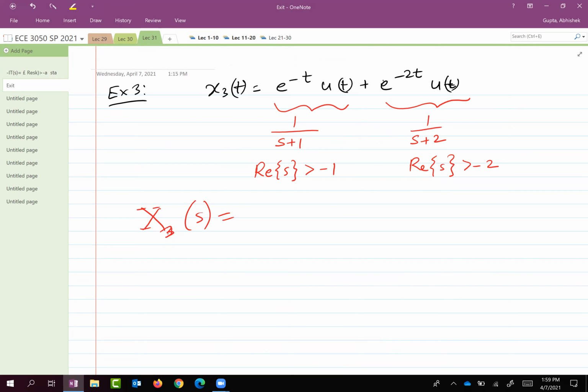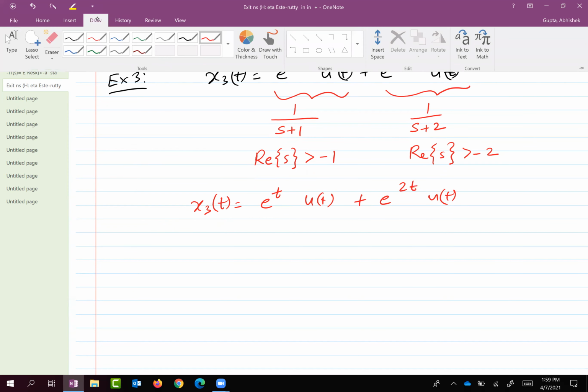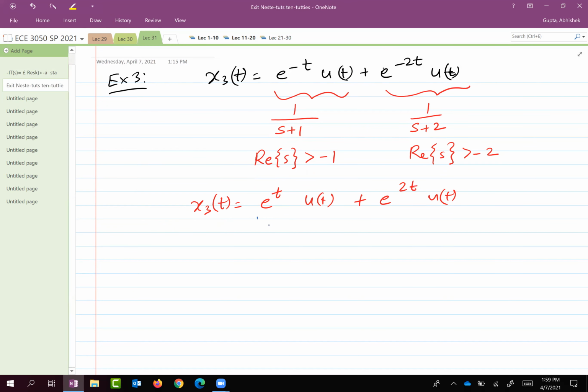Really quickly, if instead of a -t or a -2 in the exponent, it was a positive t and a positive 2, would we say 1 over s minus 1? No. Okay, let's do that example as well. So if this was e raised to t u(t) plus e raised to 2t u(t), let's write down what the Laplace transform is.